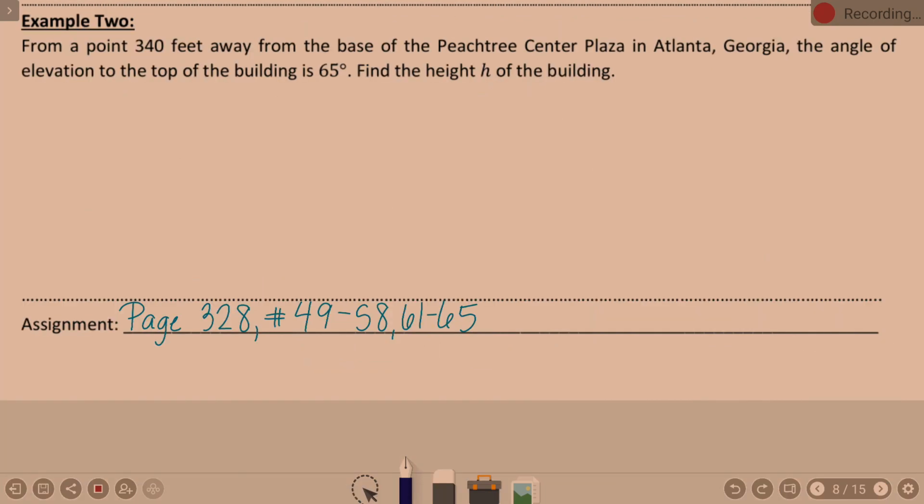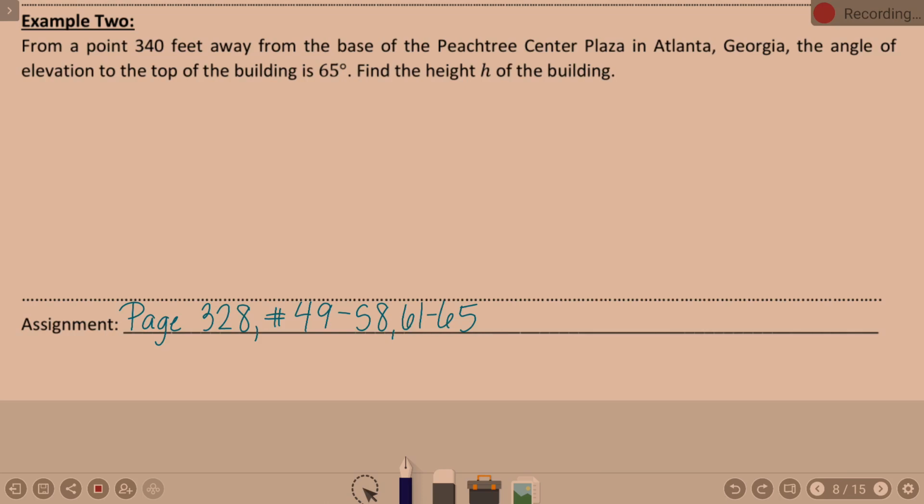Word problem, okay? Trig, in this situation, solving right triangles, lends itself greatly to word problems. Okay, we see this a lot. So, let's look at this example. From a point 340 feet away from the base of the Peachtree Center Plaza in Atlanta, Georgia, the angle of elevation to the top of the building is 65 degrees. Find the height of the building.